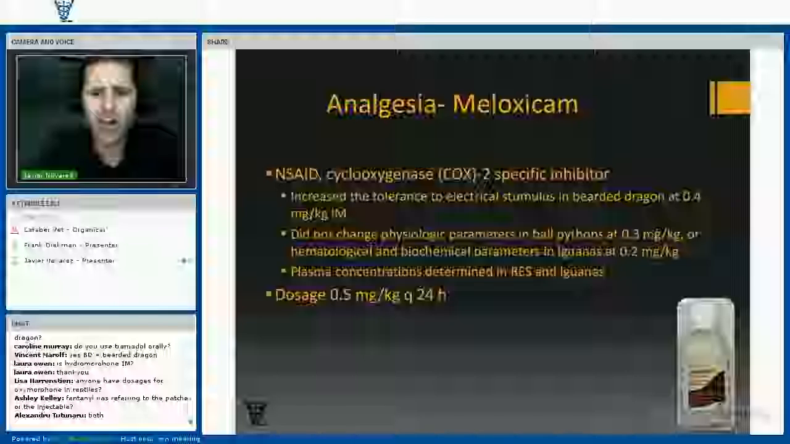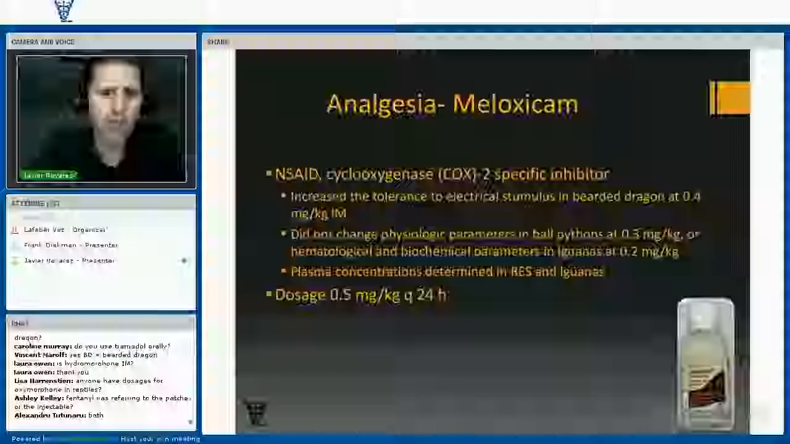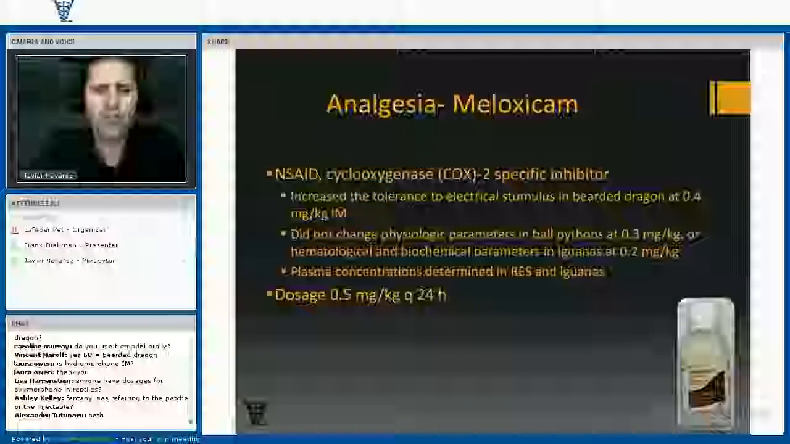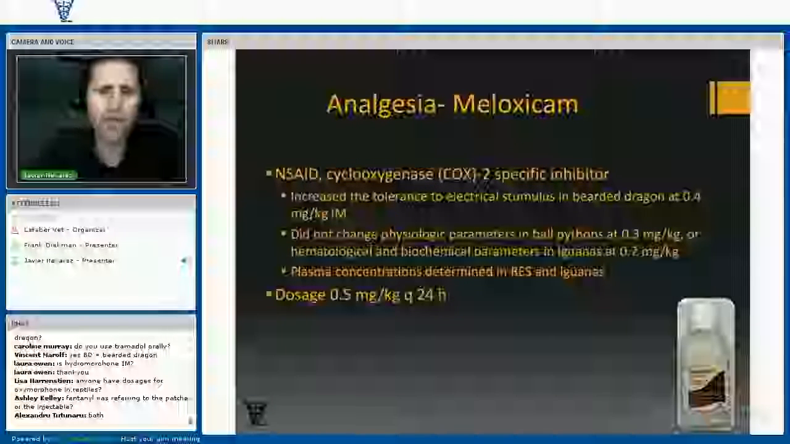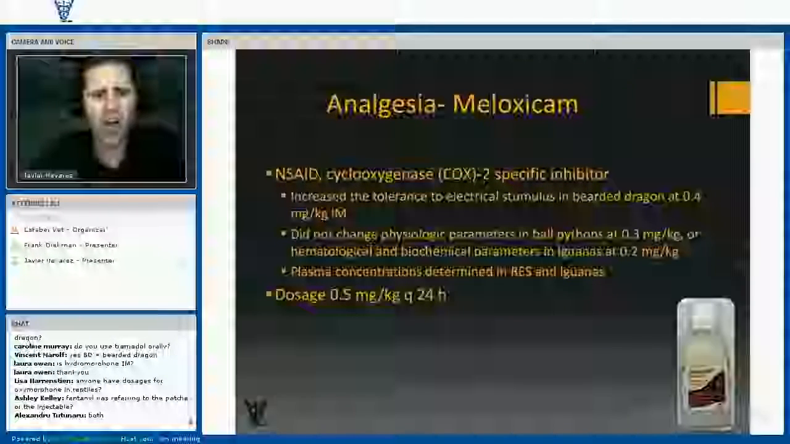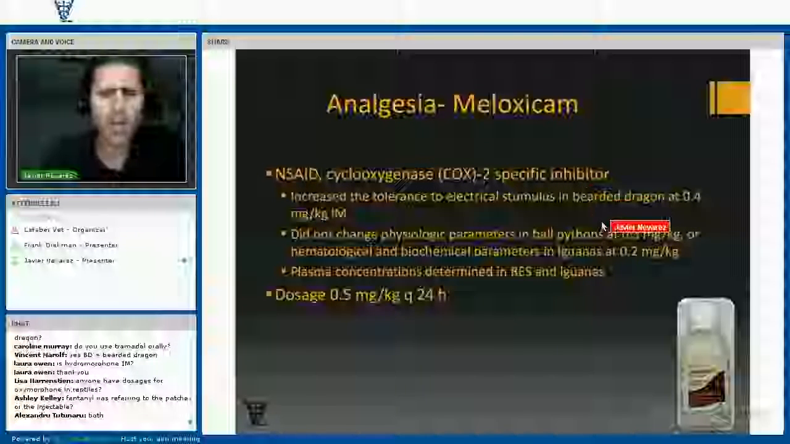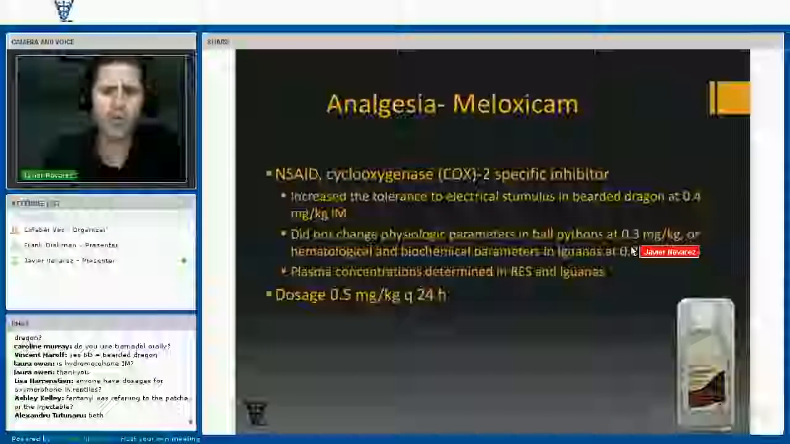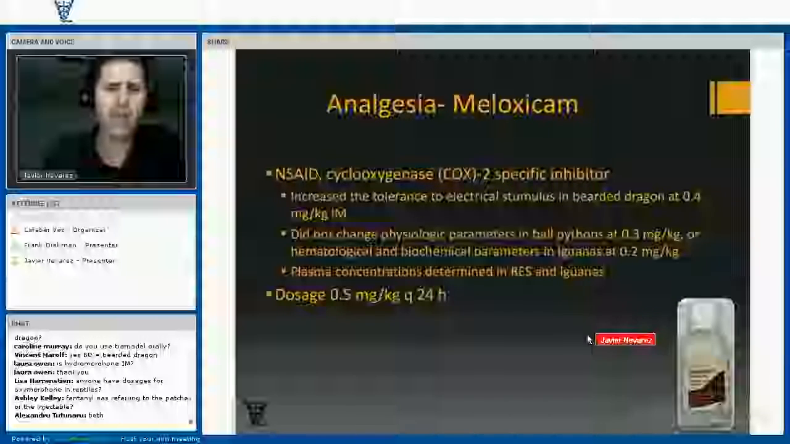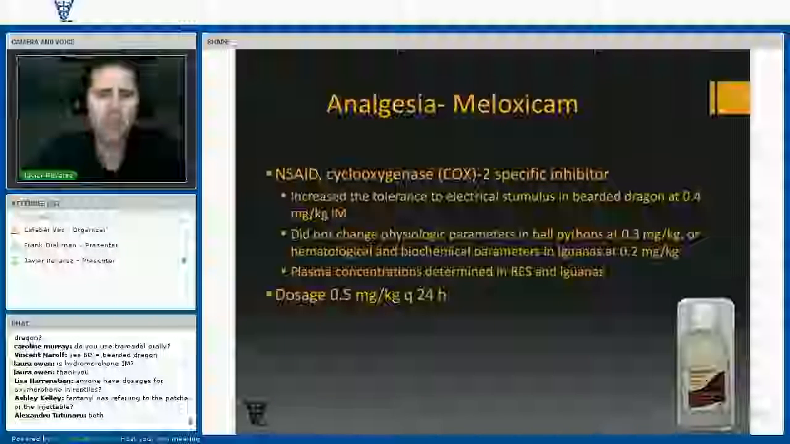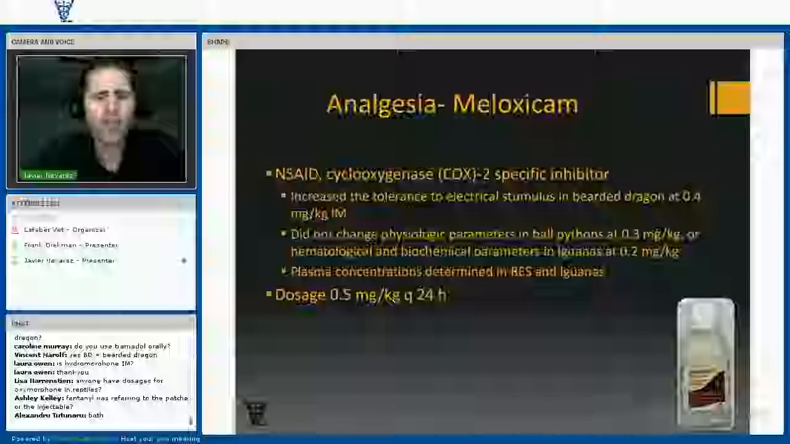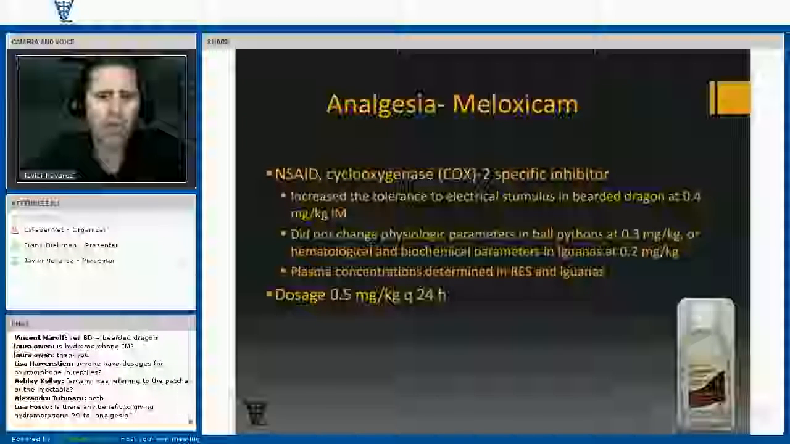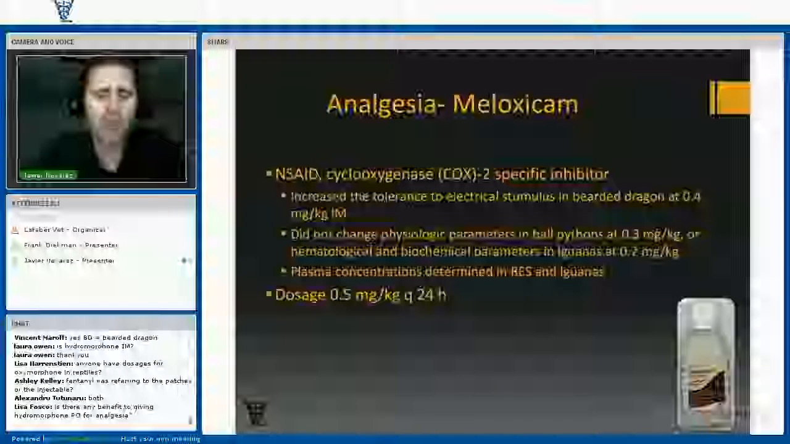Meloxicam, obviously a very widely used drug. We use a lot of meloxicam in our reptile patients. There's a number of studies out there that have shown, some have shown some potential effects, some have not. A lot of these studies, if you notice, have very low doses of 0.3, 0.2 mg per kg. We know now from the avian experience and a lot of the other exotics that we're using much higher dosages. So in reptiles, I tend to use more 0.5 mg per kg.